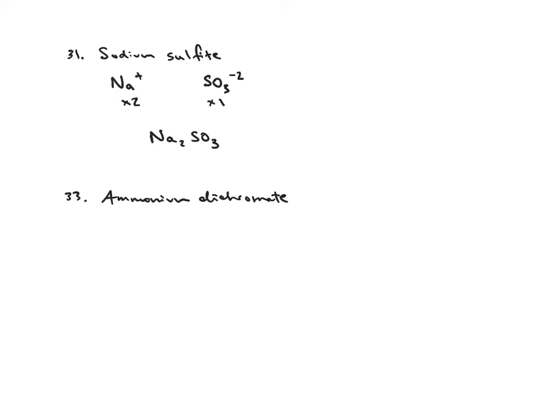Number 33, ammonium dichromate. Ammonium has this formula, NH4 with a plus charge. Dichromate, Cr2O7 with a -2 charge. Okay, and I'm going to need then 2 ammonium ions for every 1 dichromate.